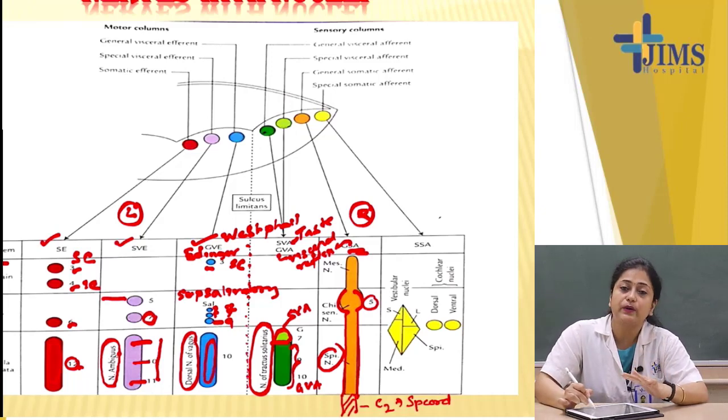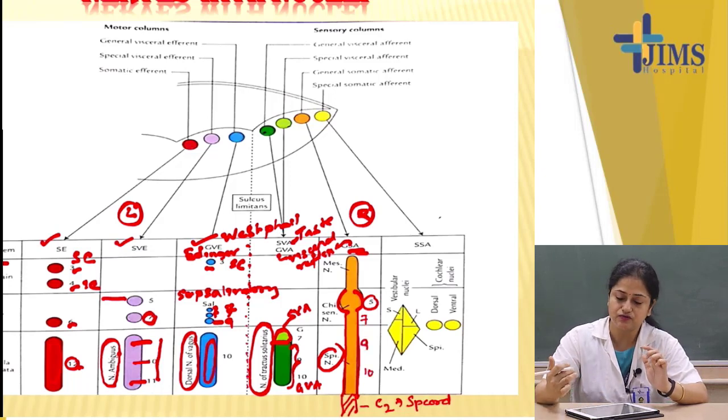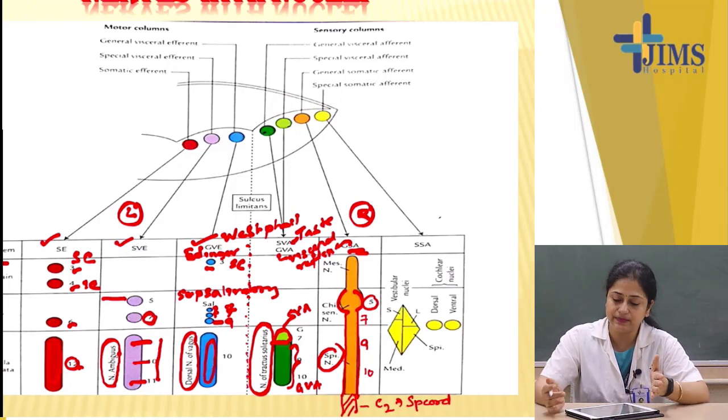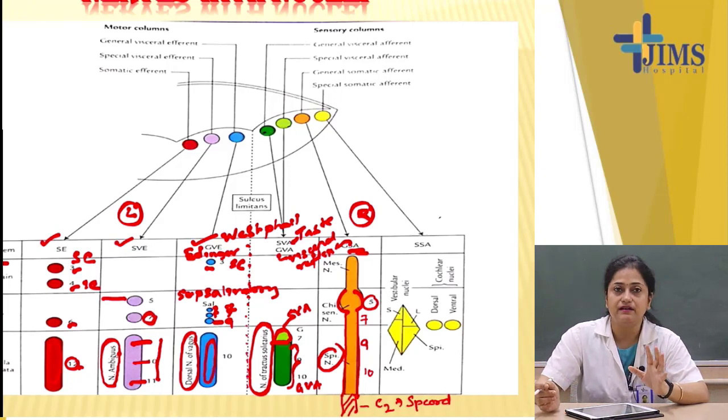So, the 5th nerve is located in the upper part of pons, and the continuation of the same, the spinal nucleus, will be 7, 9, 10. So, this is how it works. 7, 9, 10 coming out are carrying sensation to the spinal nucleus of the trigeminal nerve, while the 5th nerve will carry the sensation to the sensory nucleus of the trigeminal nerve.